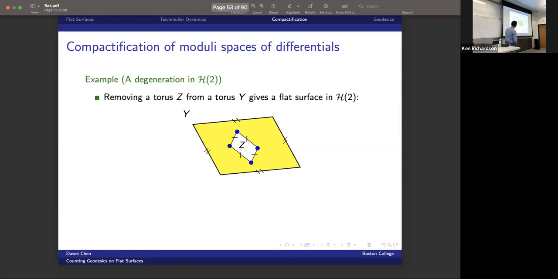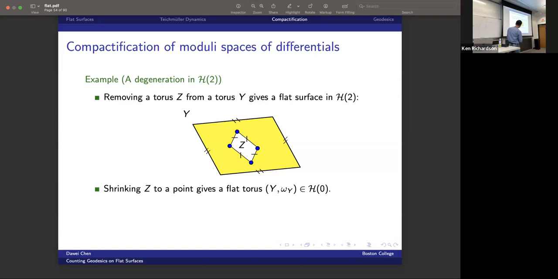There's an interesting picture I'd like to show you. If I take this torus and remove it from a bigger torus, I look at the complementary part, this yellow region. That is also an octagon. I have four inner edges and four outer edges. I glue the four pairs of parallel edges. It's the same picture under a different disguise, as a flat surface with a unique singular point labeled by the blue vertices. If you count the angle outward, you get the angle 6 pi. It's still a valid differential with a double zero.